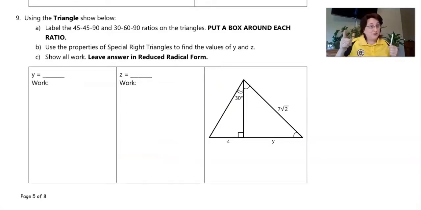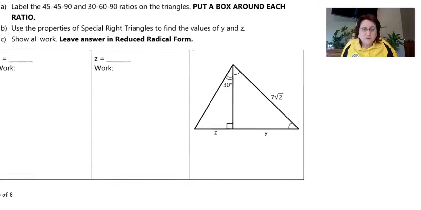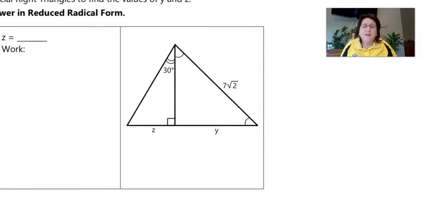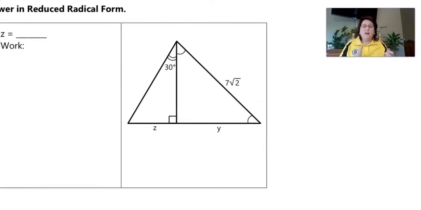All right, you guys ready for a good one? Here we go. Multiple steps, so follow along. First thing that we're going to do is label the 45-45-90 and 30-60-90 ratios on the triangles. We're going to put a box around it. But we have to figure out which triangle is which. So guys, if you look right here, is the triangle on the left or the triangle on the right the 45-45-90?